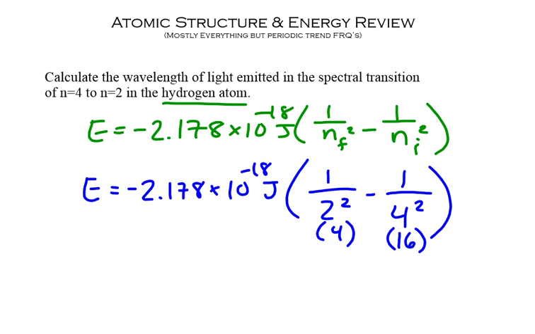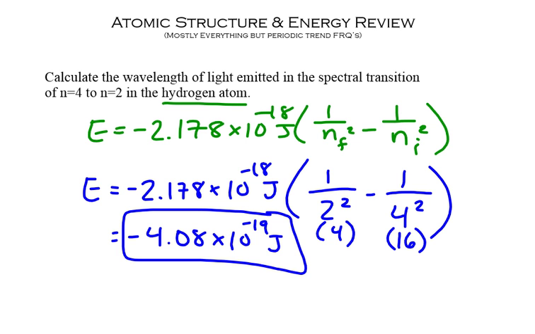I got... Why is it negative? Besides the fact that there's a negative. Is the electron falling or jumping? Falling. And when it falls, it releases or absorbs energy?